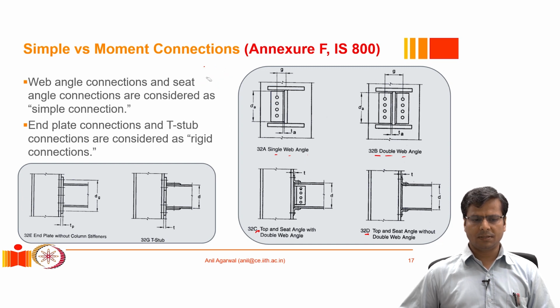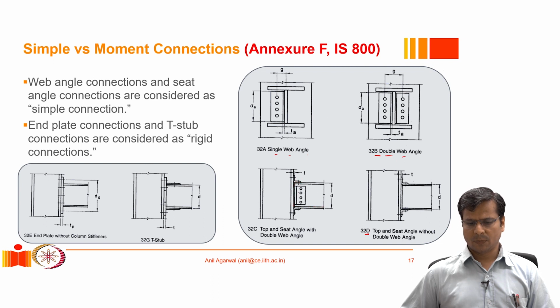In addition to these, another commonly utilized type, which is also specified in IS 800, is the type where we use double web angle in addition to top and bottom seat. Okay, so there is a top angle and there is a bottom seat. So please pay attention to this connection. This is the beam.